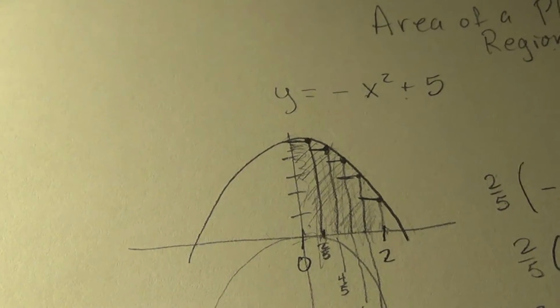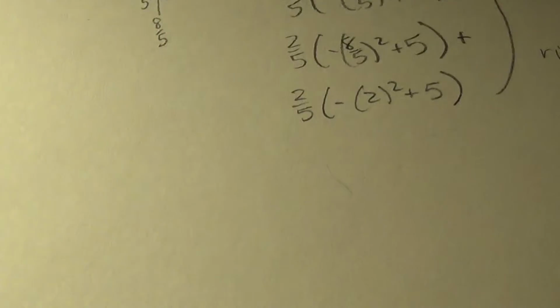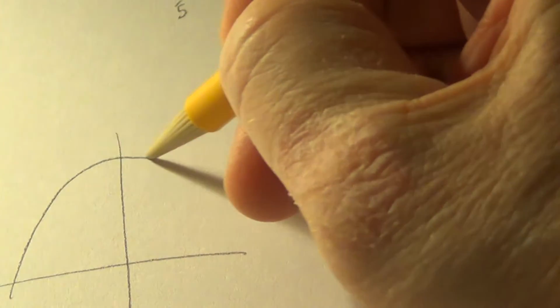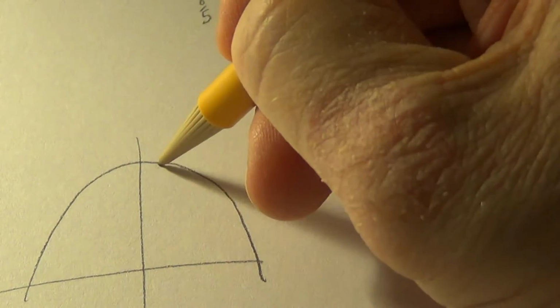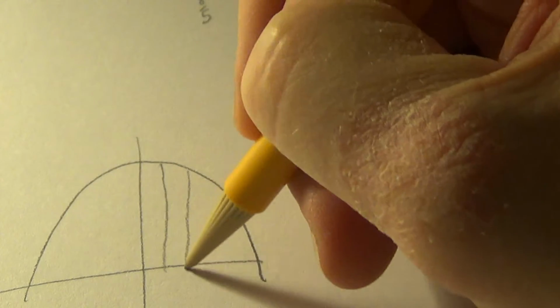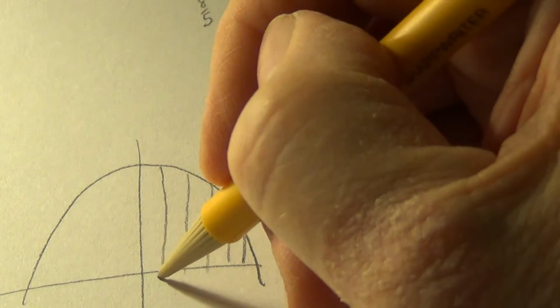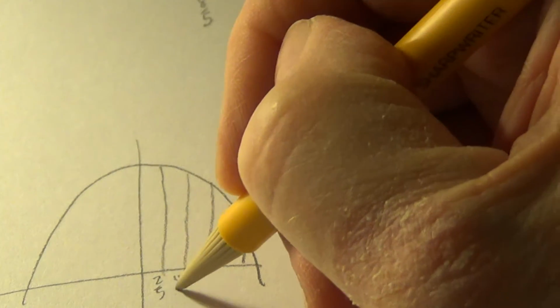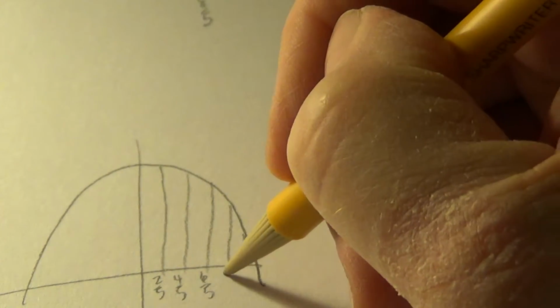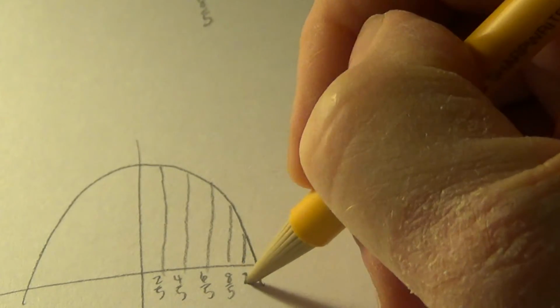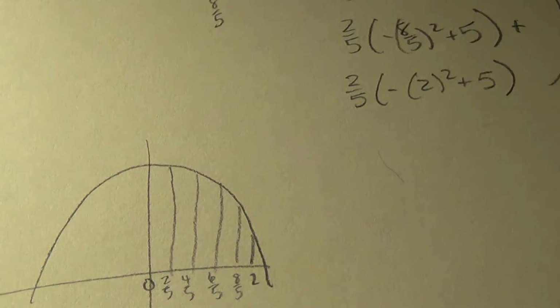Alright, so now, guess what I'm going to do? Surprise, surprise. I'm going to go and do the upper. I'm going to do the left endpoints, which is going to give me an upper sum. So, here's my curve again. Let me sketch in 5 boxes. 1, 2, 3, 4, 5. Again, this is 2/5, 4/5, 6/5, 8/5, 2, and this is 0, of course.